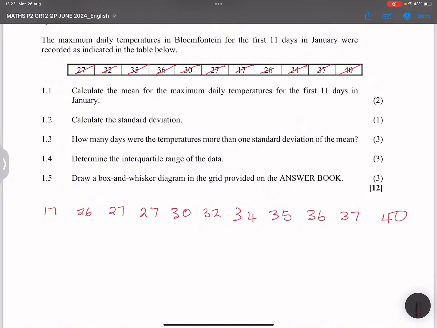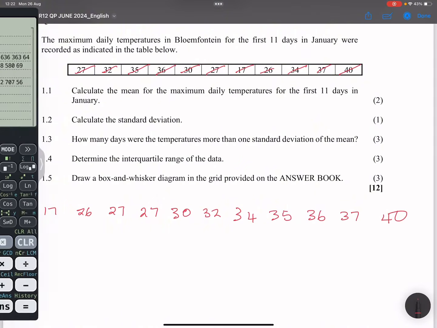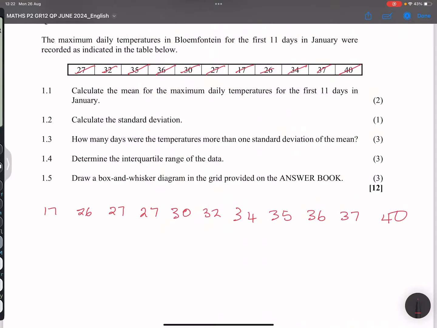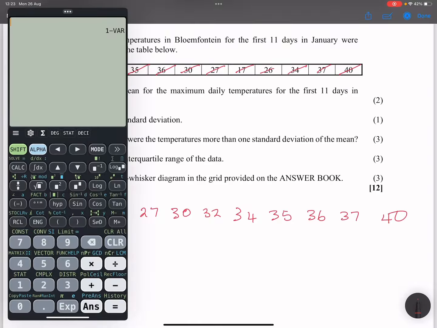Now they say to us, calculate the mean of the maximum daily temperatures of the first 11 days in January. Now, please remember, ladies and gents, usually we're going to do this on our calculators. I've taken the liberty to do that, but I'll take you through it. If you're using a Casio calculator, you're going to put your calculator in stat mode. So you go to mode and then choose option 2. Because we are dealing with single variable data, you press option 1. Now you're going to put in all of that data.